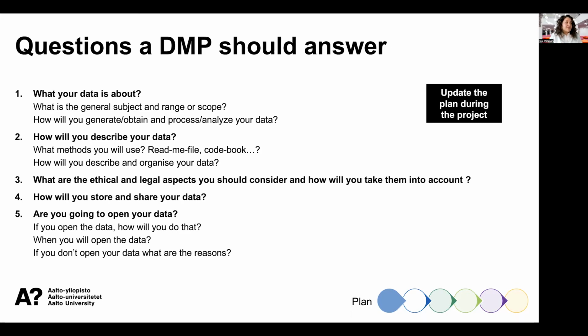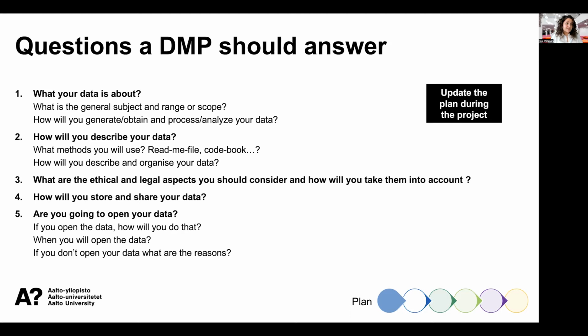A few questions to get you started are: what is your data about? What's the general subject, range, or scope? How will you generate or obtain that data? How are you planning on processing or analyzing it? How will you describe it? What methods will you use? Might those be README files to give information on your data, or do you have a code book? How will you organize it? And what are the ethical and legal aspects that you should consider, and how will you take those into account?